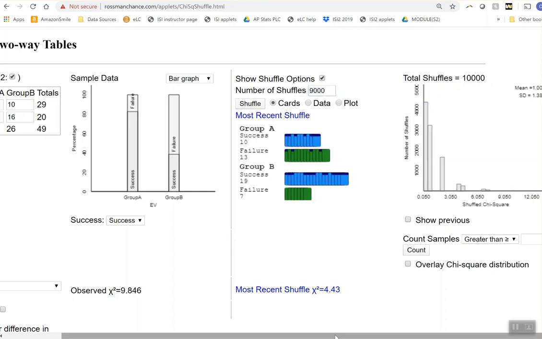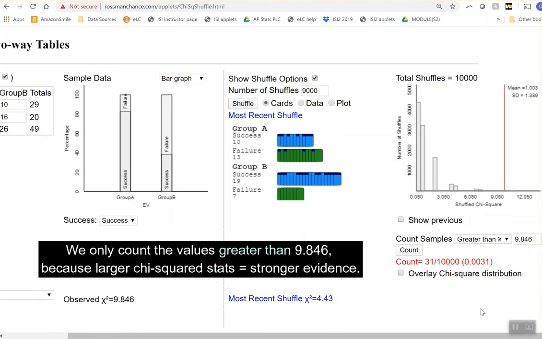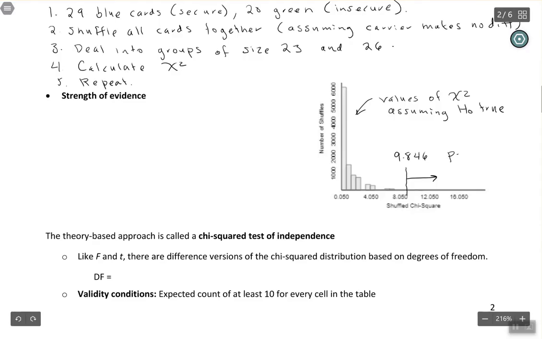Okay, so I've got my chi-squared distribution, and I'm going to find our statistic, 9.846, and count how often we get that chi-square statistic or something even more extreme. So you can see it was rare, 31 out of 10,000 times that this happened. So that's our p-value, 31 out of 10,000, or 0.0031. And that's telling us that this would be unlikely just by chance, right?